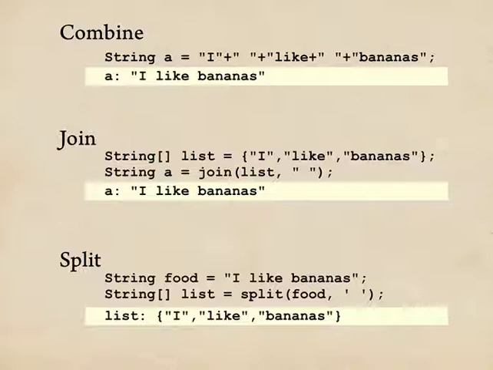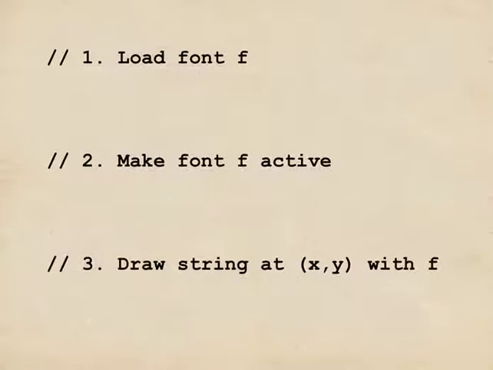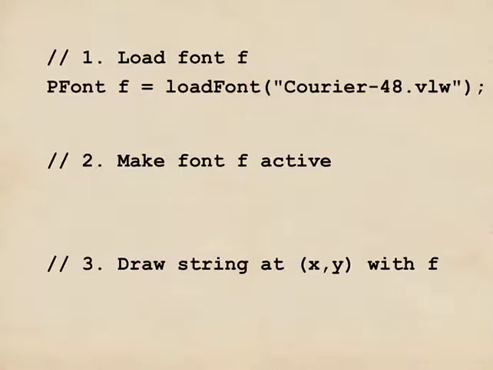One of the great things you can do with strings is draw them up on the screen using text. And we saw the way to do that is a 3-step process. We load a font, we make the font active, and then we draw a particular string. Of course, this presumes that we use the font tool to create the VLW file for that font. So for example, we might load up the Courier font. We create a variable, here I'm calling it F, it's of type pfont or processing font. We call load font with the name of the VLW file that we created.